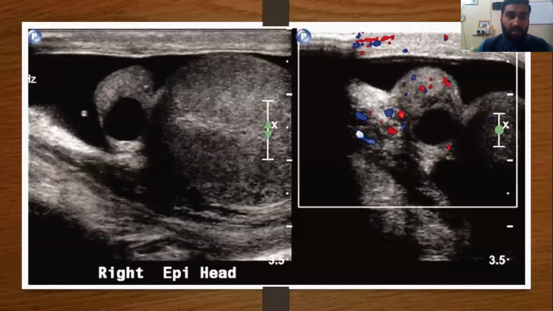This is the image on the left. We're having a cystic lesion in the head of the epididymis. It's clear, with no internal contents, and when we put a color Doppler on it, there will be no vascularity at all, because cysts are truly avascular. They do not demonstrate any vascularity.